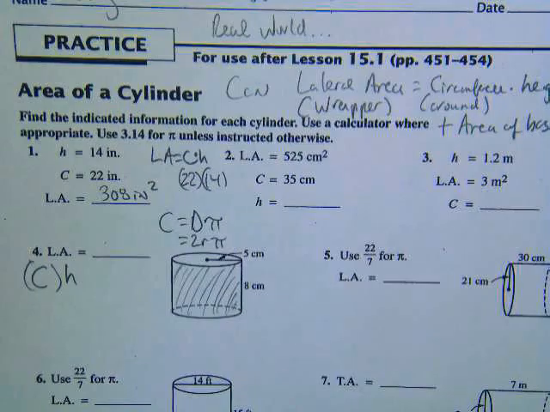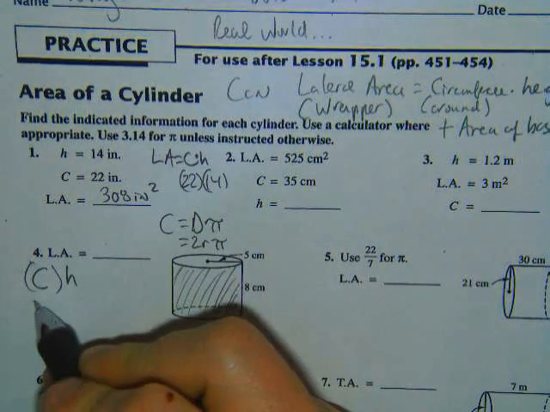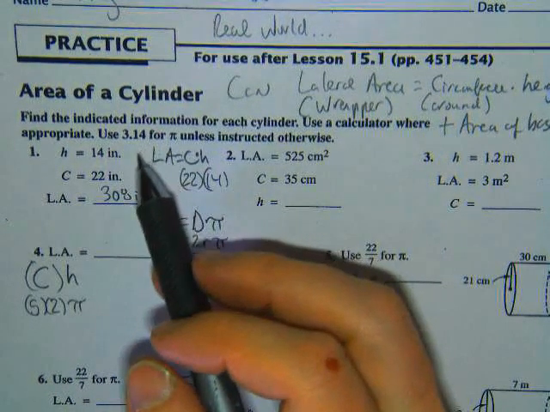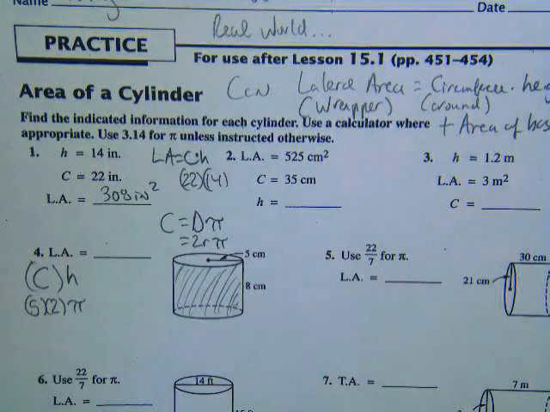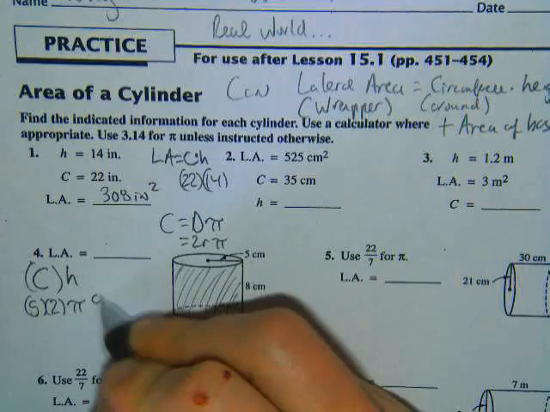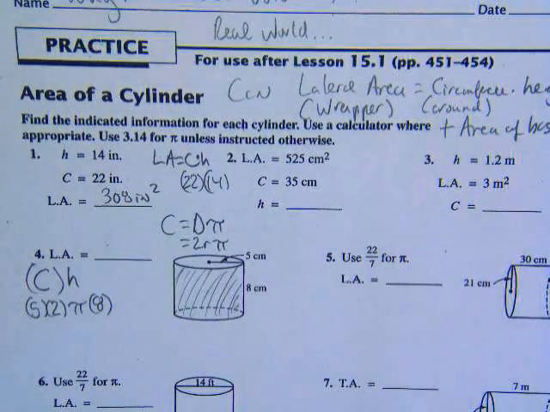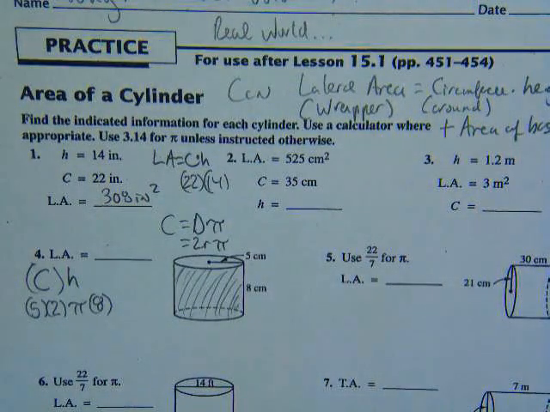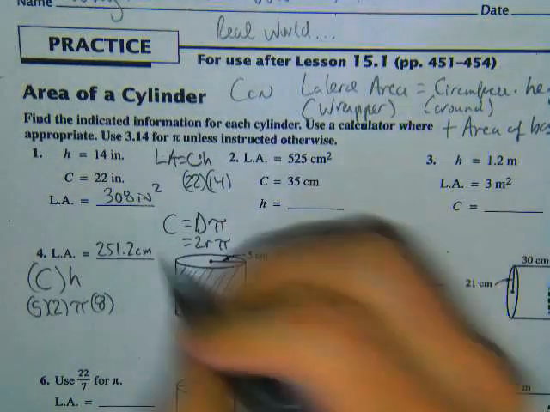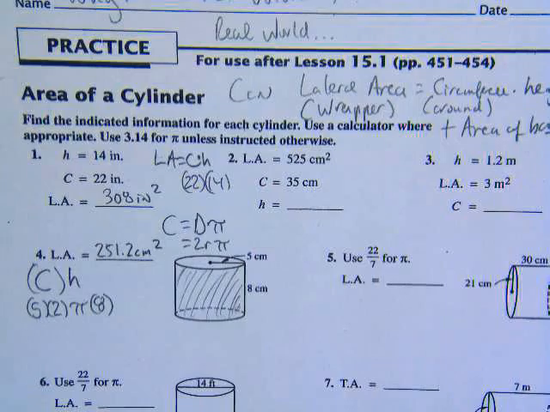So the circumference here is 5 times 2 times pi. And the sheet says use 3.14. I don't like to do that because the calculator's got a better approximation than that, and it's only one button. So it's easier to type in and it's more accurate. So I'm going to use that. And then the height is 8. Just plug and chug. 10 times pi times 8, or 80 pi. I got 251.2 centimeter squared.